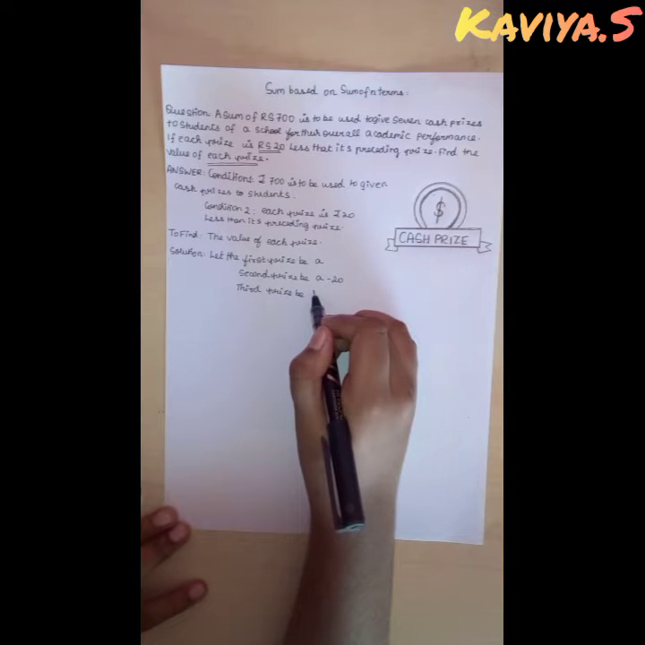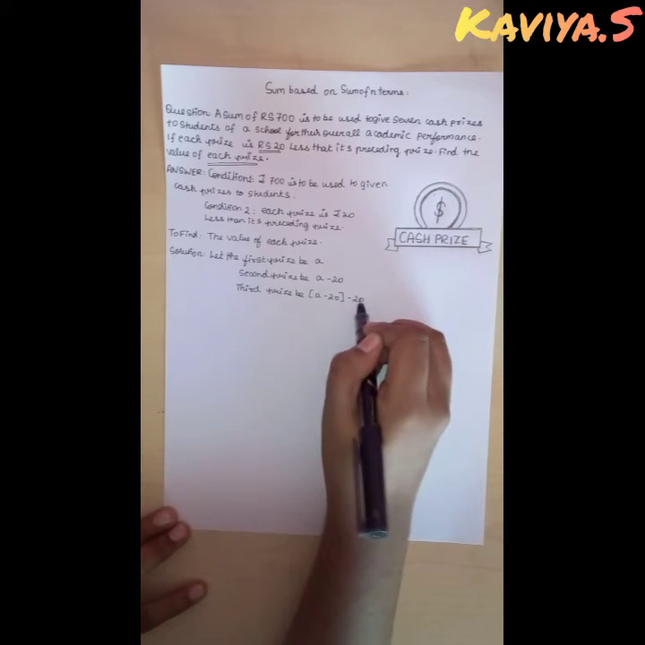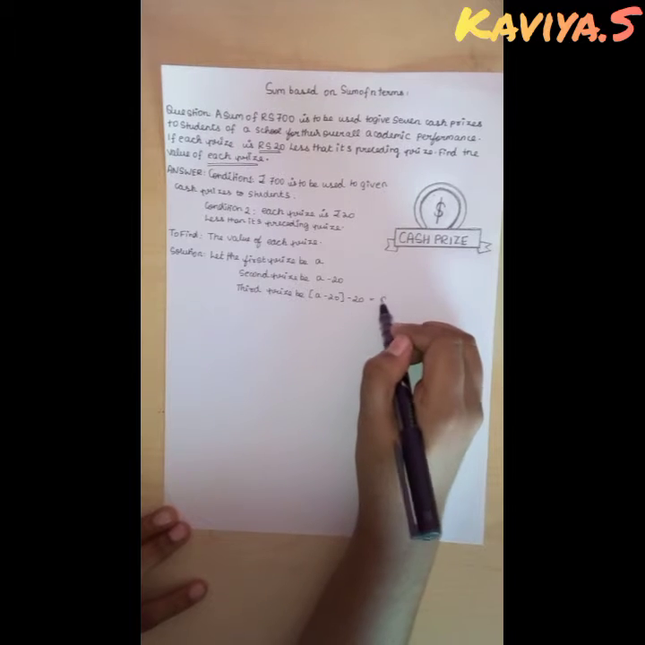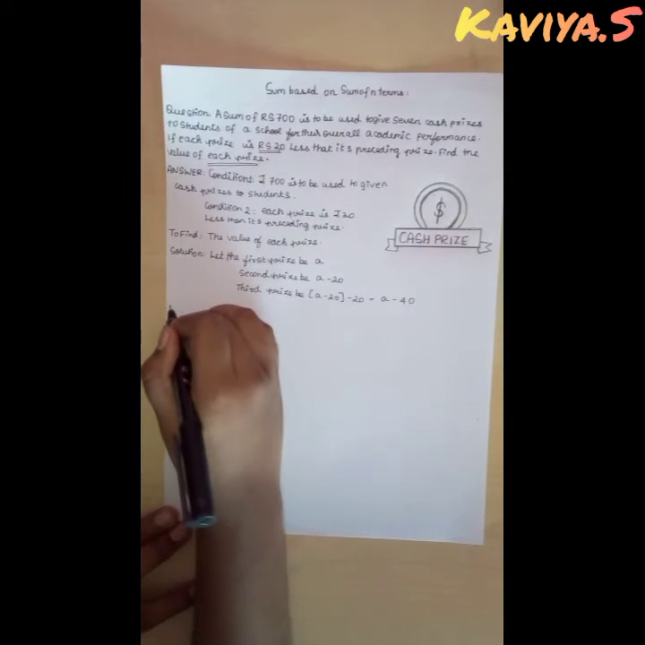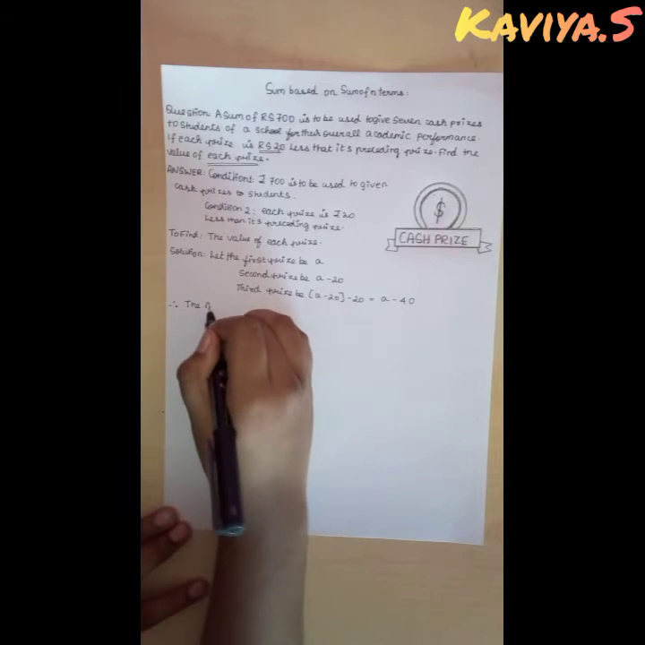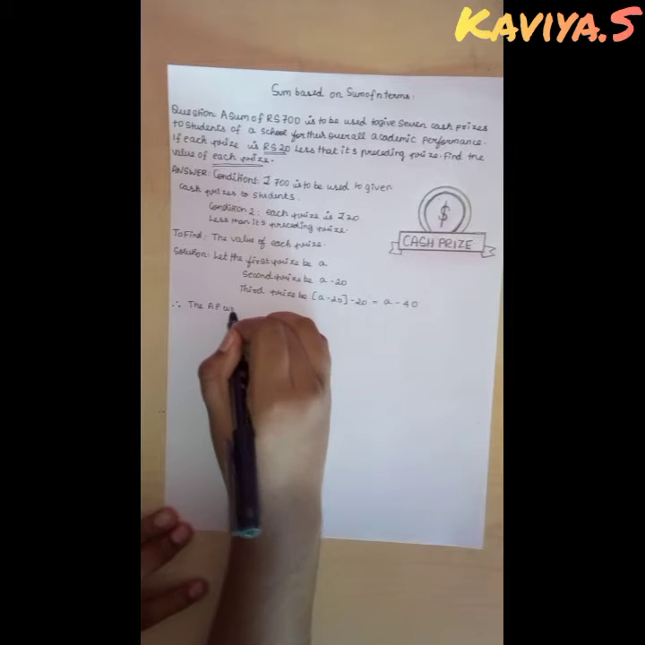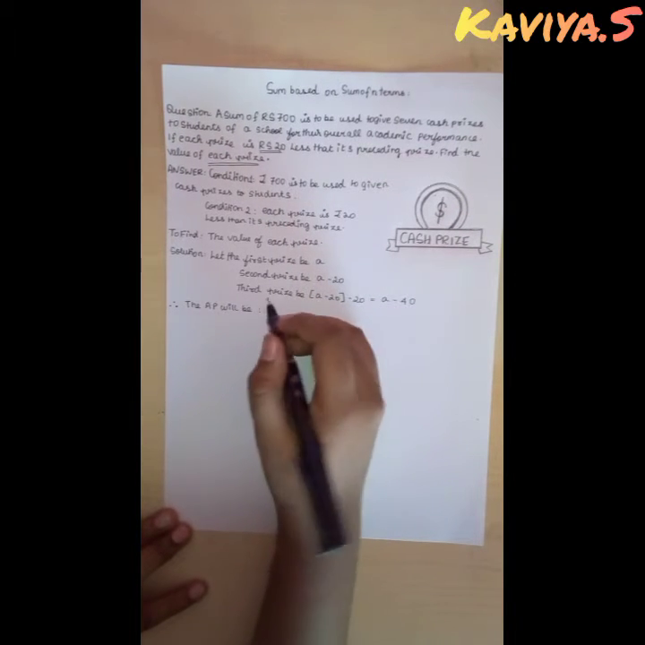So that second prize will be A minus 20 and the following third prize will be A minus 20 minus 20. Minus 20 minus 20, when we add we get minus 40. So the third prize will be A minus 40. Therefore, the arithmetic progression series will be A, A minus 20, A minus 40 and goes on.